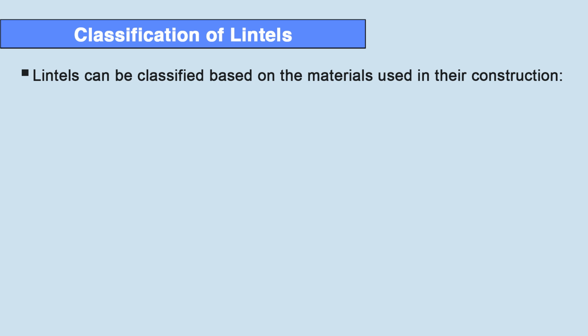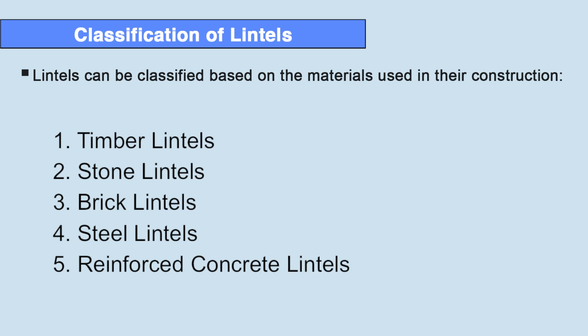Lintels can be classified based on the material used in their construction. So, we can classify lintels based on material as timber lintels, stone lintels, brick lintels, steel lintels, reinforced concrete lintels. We are going to discuss these classifications one by one. First one is timber lintels.